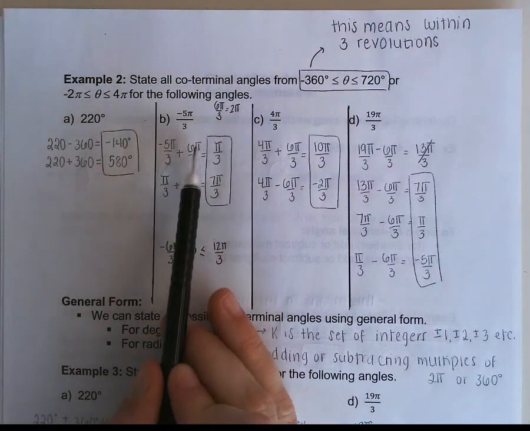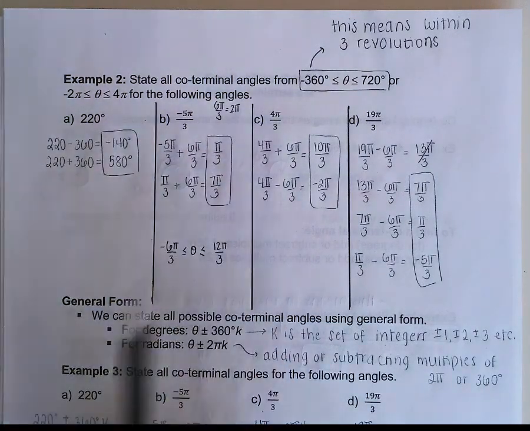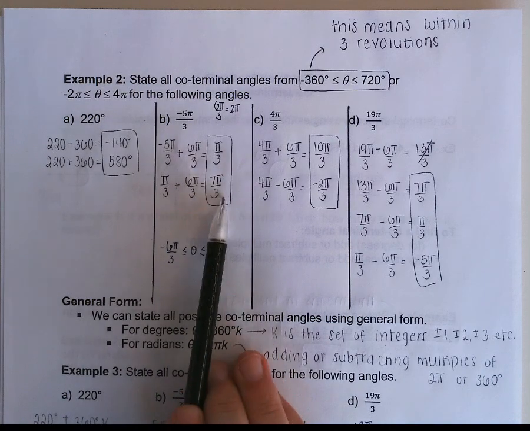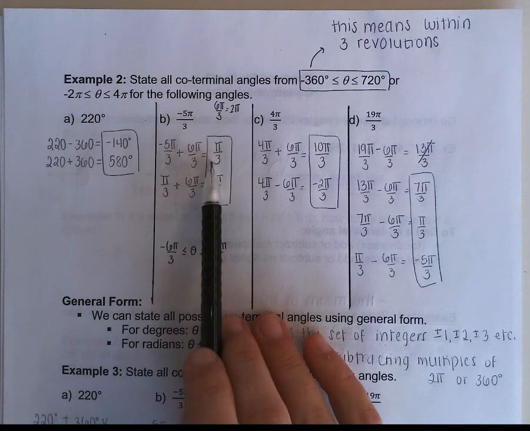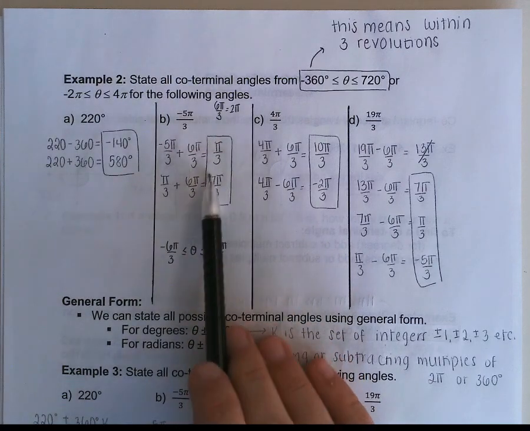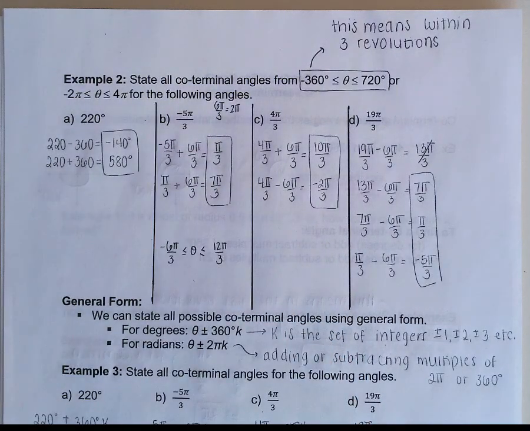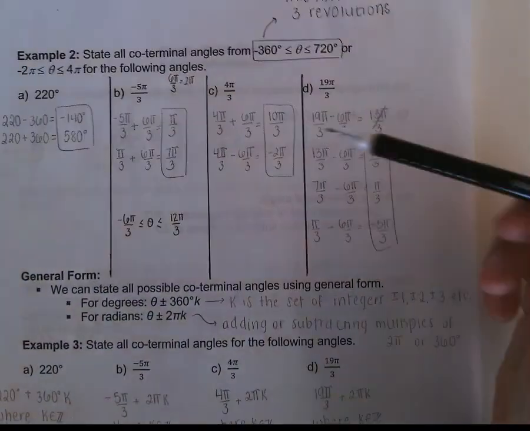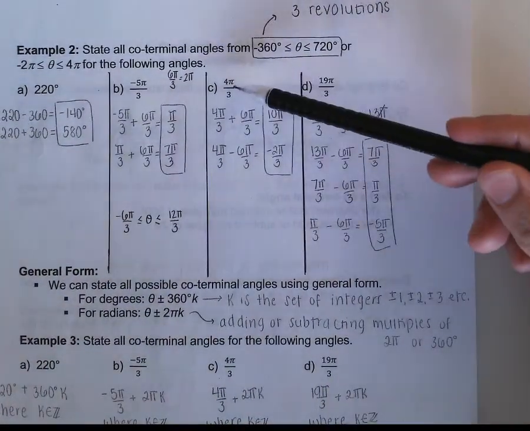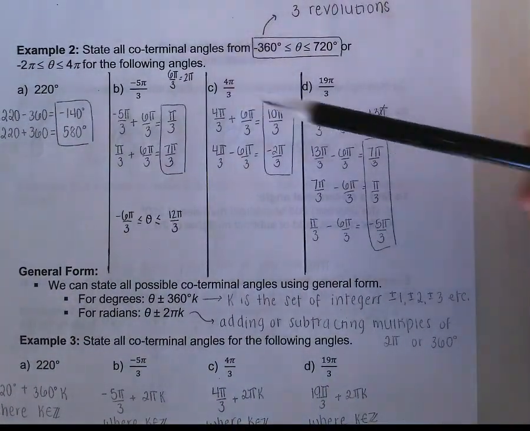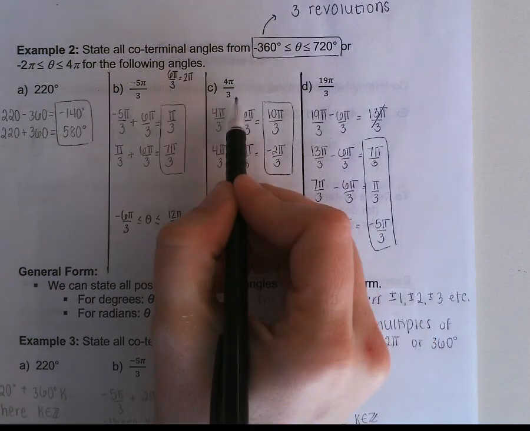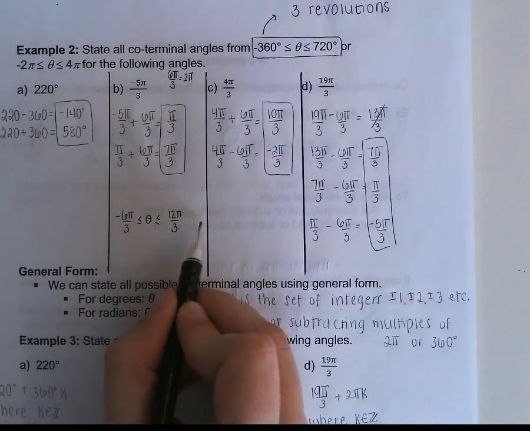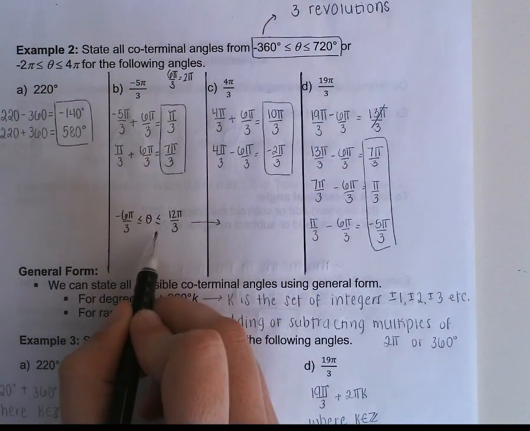So I can add 2 pi to get pi by 3 and add another 2 pi to get 7 pi by 3. So I've got the first negative revolution, the first revolution, and the second revolution, all those coterminal angles. And C and D are very similar. So here, 4 pi by 3, again, if you wanted to set up your restrictions here on your domain, we're over 3. So again, actually, it's the same as the previous one.